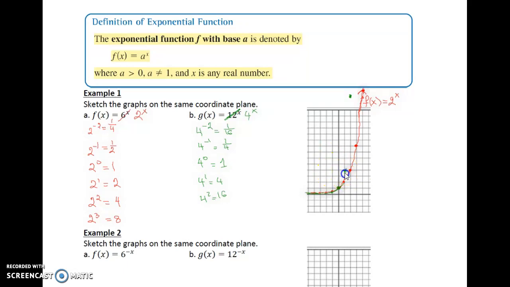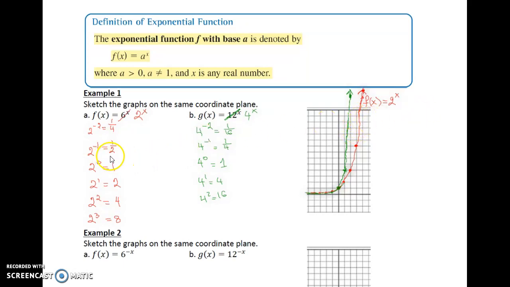Okay, so it looks like as my base got larger, the function is increasing much, much, much quicker. Well, that makes sense, because each time I am multiplying by 4, where at the beginning each time I was multiplying my previous result by 2.